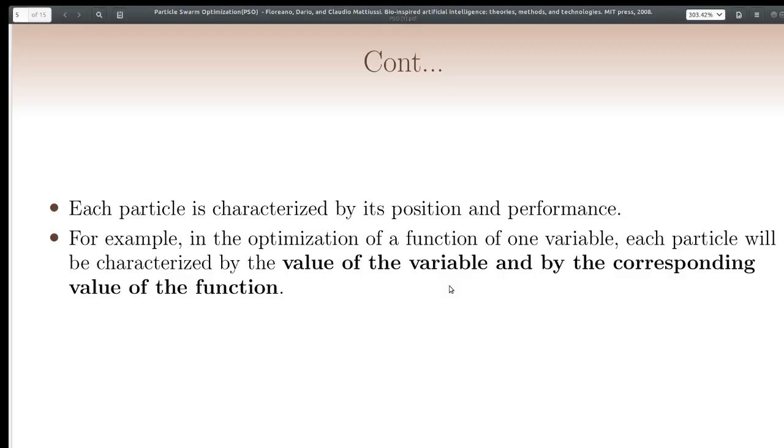Each particle is characterized by its position. Position is important, as well as its performance. While optimizing the function, each particle is characterized by the value of the variable that depends on the position of that particular agent, and the value of the function that depends on the performance of that particle.